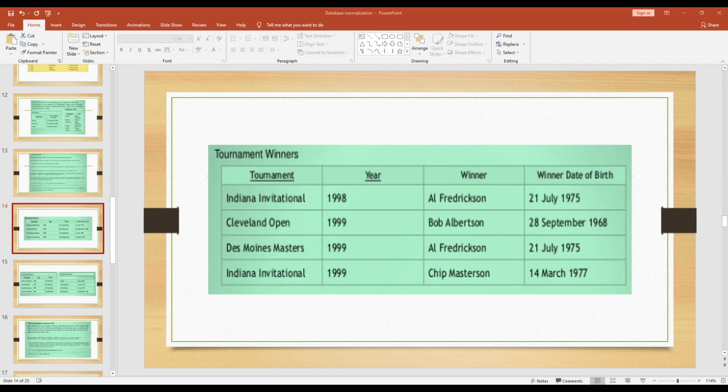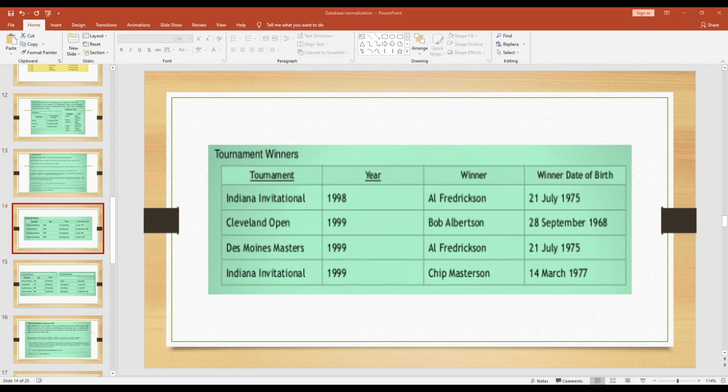Each row in the table needs to tell us who won a particular tournament in a particular year. The composite key, tournament year, is a minimal set of attributes guaranteed to uniquely identify a row. That is, tournament year is a candidate key for the table. The breach of third normal form occurs because the non-prime attribute winner date of birth is transitively dependent on the candidate key, tournament year, via the non-prime attribute winner.